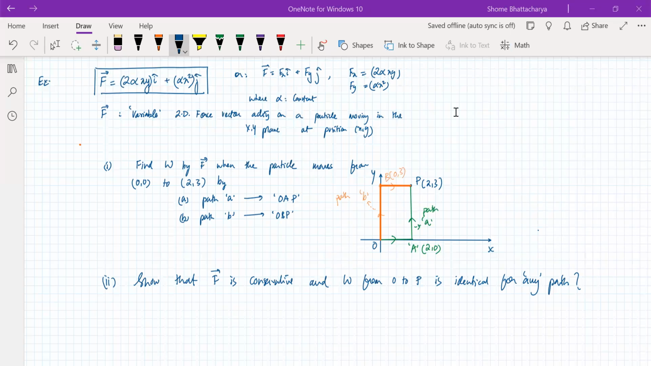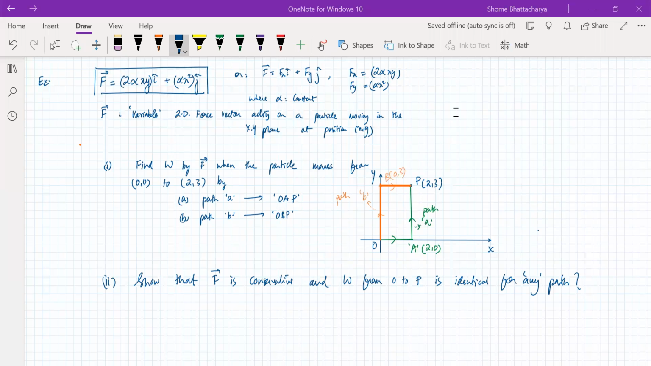What about the displacement ds while you're moving from O to A? What kind of displacement you're making along the x-axis? Yes, sir. So which component of ds will there be? The x component will be there, the y component will be 0. Understood? So now see what is the dot product you're getting in F dot ds?